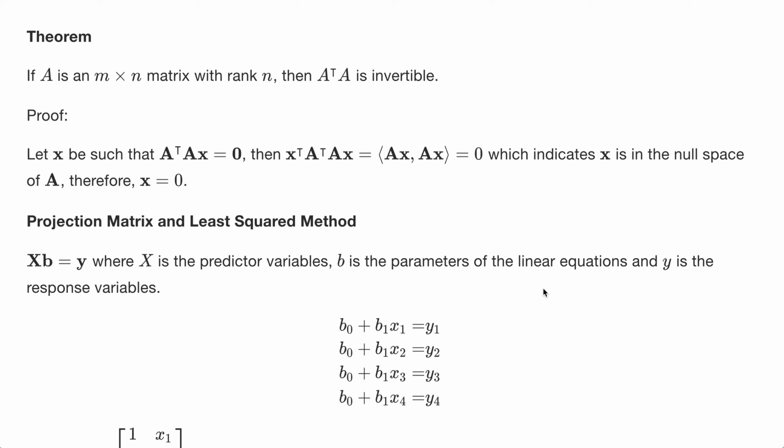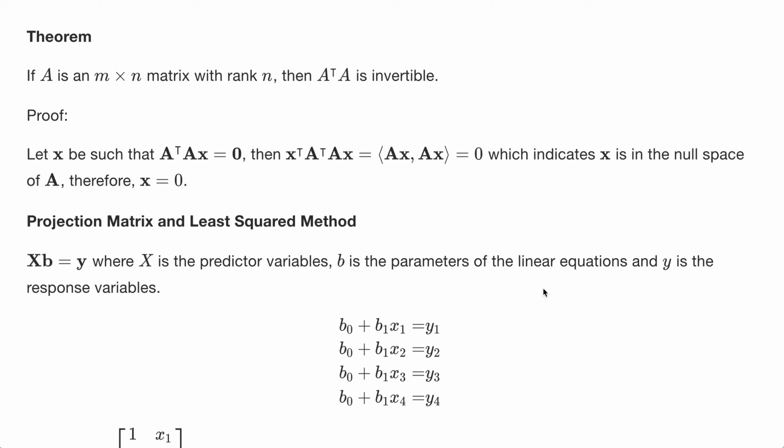The theorem is about if A is an m times n matrix with rank n, which means that the columns of A are independent, then A transpose A is invertible. The proof is very straightforward. Suppose x is a vector that satisfies the equation A transpose A times x equal to 0. We want to prove that x is 0.